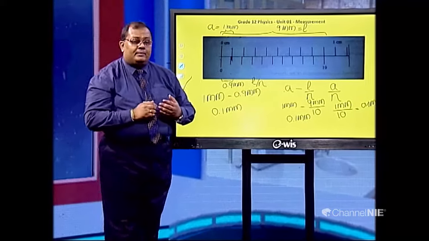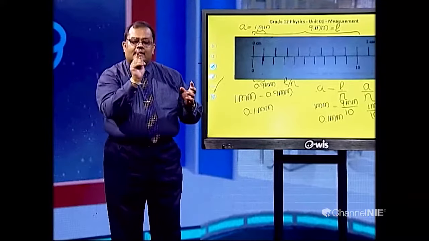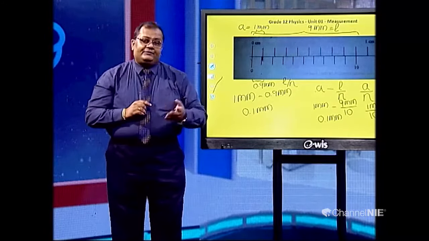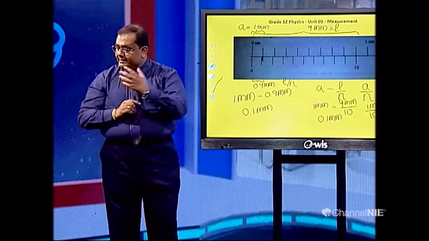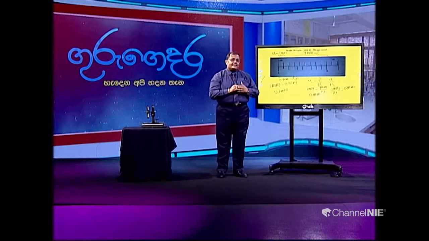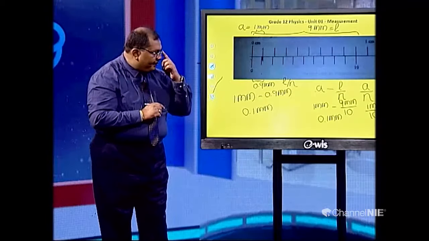But there's a small problem. When you take so many divisions, it is hard to find the coinciding line exactly. If it is hard to find the coinciding line, you have to use a magnifying glass or another method, that is the circular scale method, to minimize this uncertainty error.